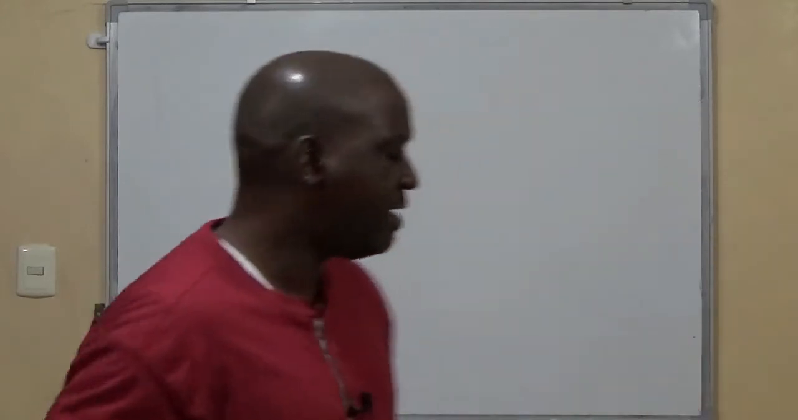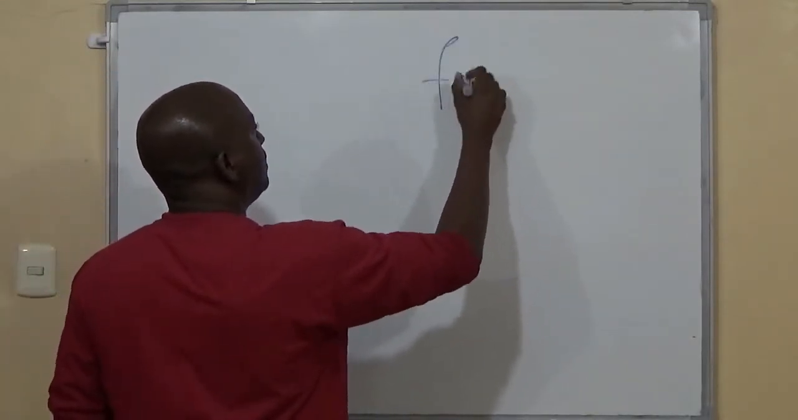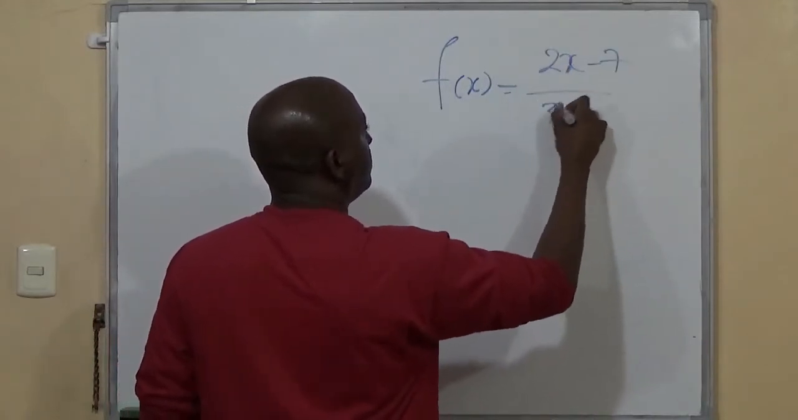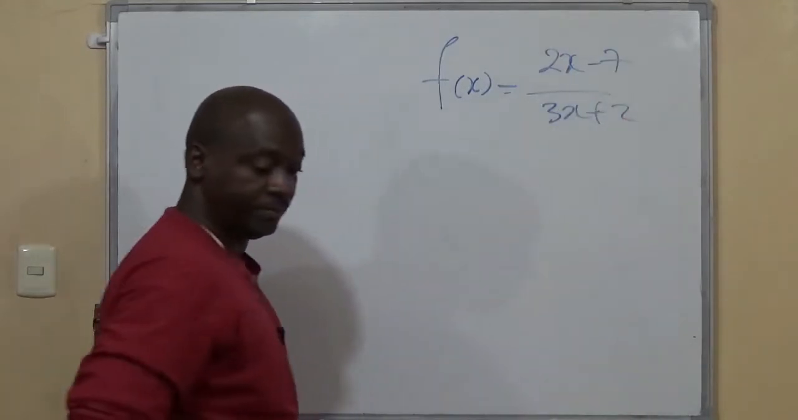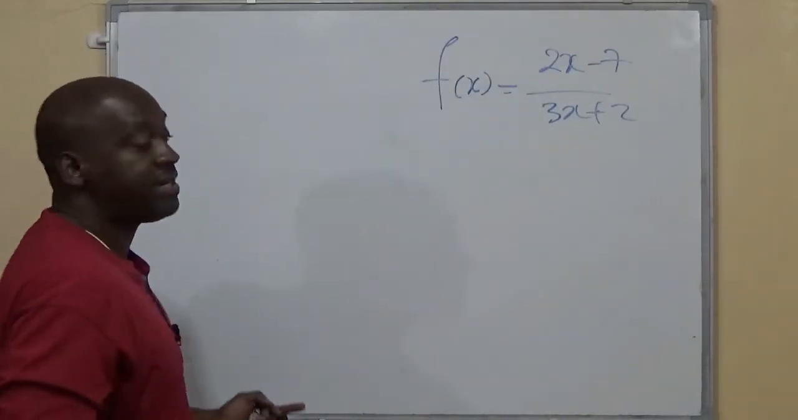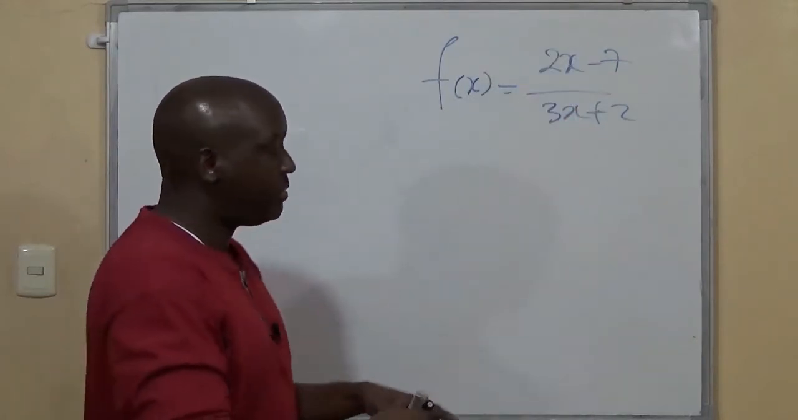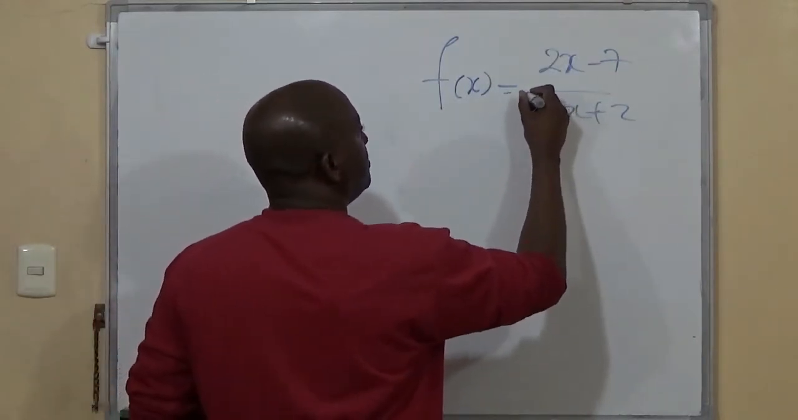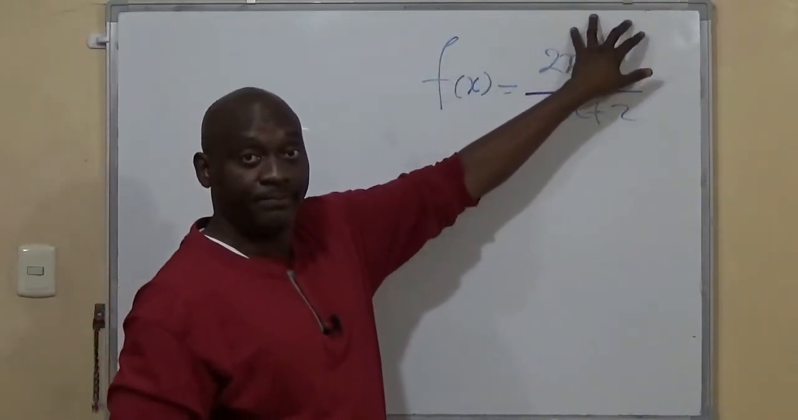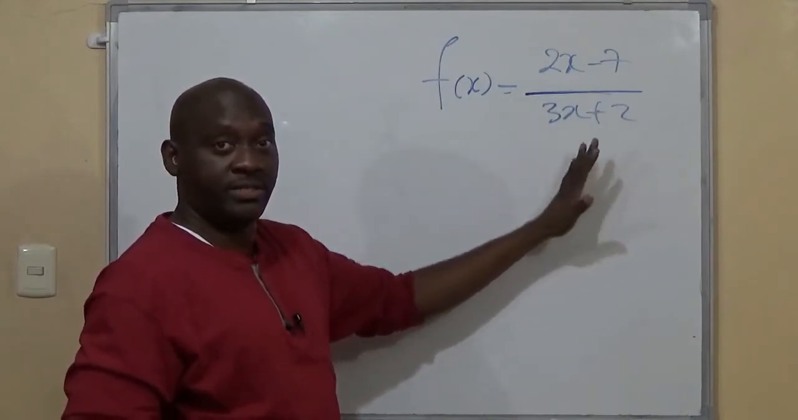So you have a rational function. Let me say a random function. Let me say the function is f of x is equal to 2x minus 7 over 3x plus 2. That is what we refer to as a rational function. Rational because we have a ratio, something divided by something. So anytime you hear reference being made to a rational function, what that means is that you'll have a numerator and you'll have a denominator. So you see how we're introducing the terms now.